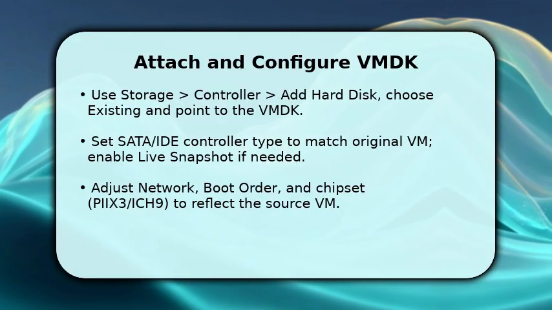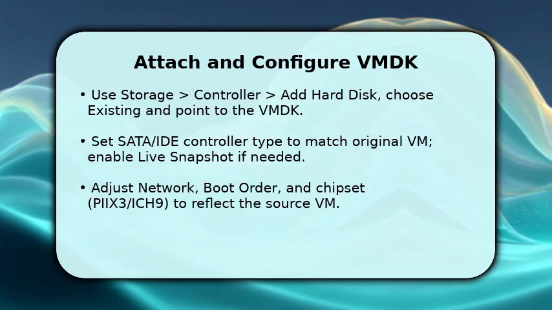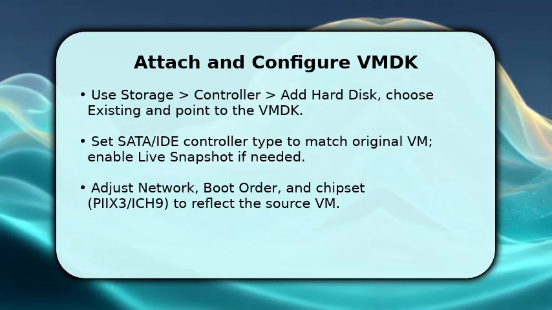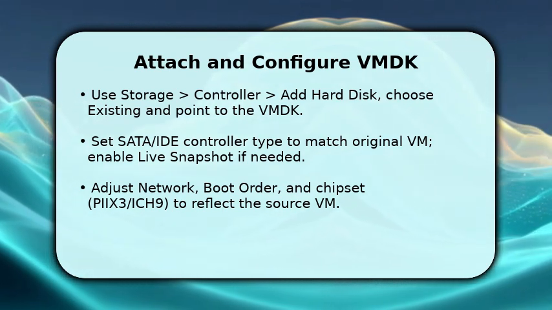Next, set the boot order and network adapter type to mirror the source VM. These choices affect drivers and activation. If snapshots exist, enable snapshot handling so changes won't corrupt the original.